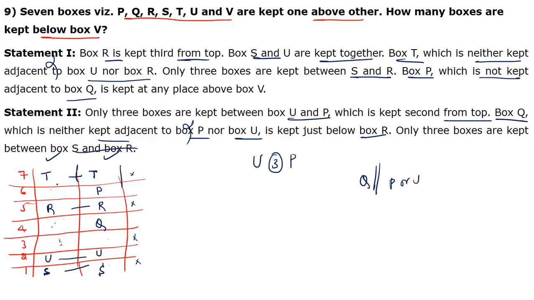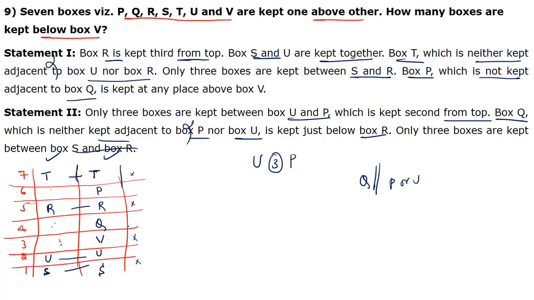When we are going to combine that, these three things are common. So that is why this thing would be at the top. So therefore T would be at this particular place. Now only one box is left out, that is V. V has to be placed at this particular place.